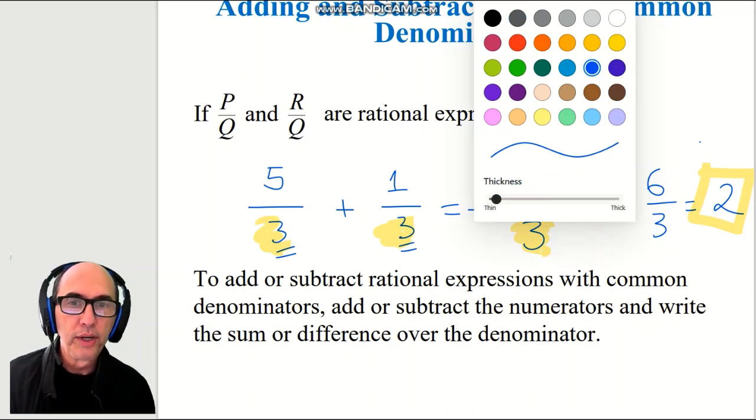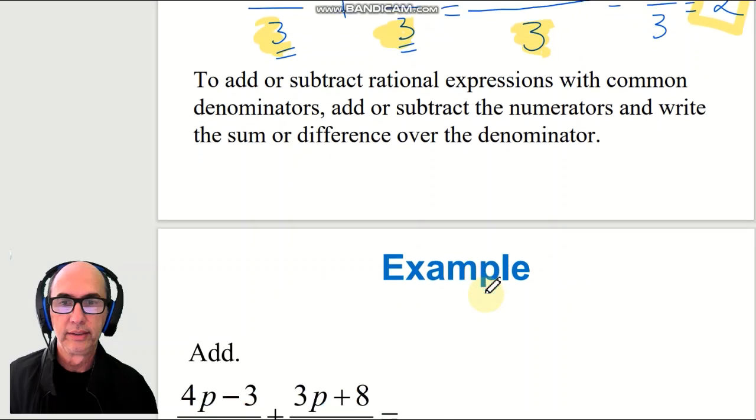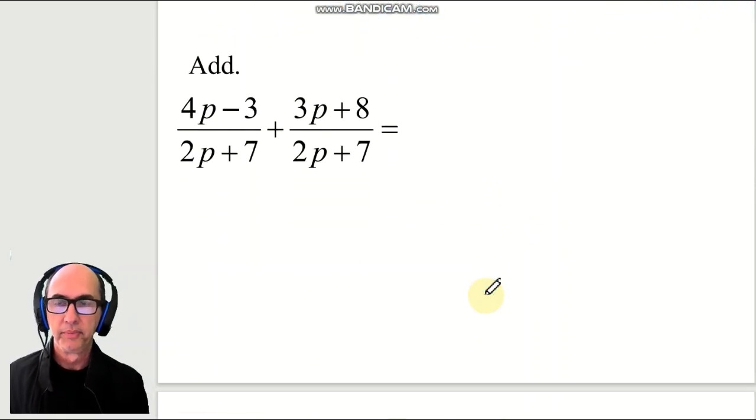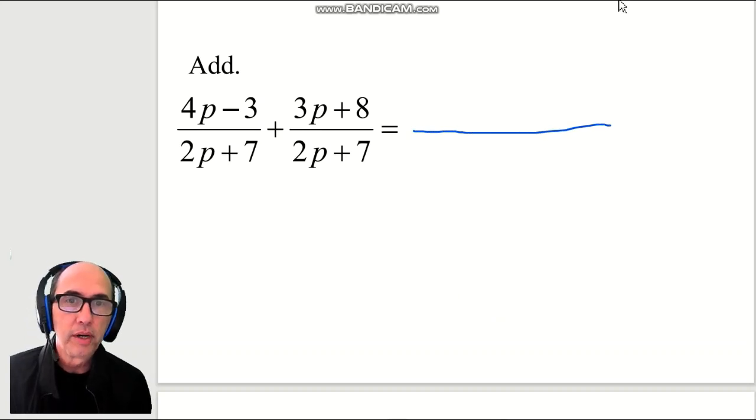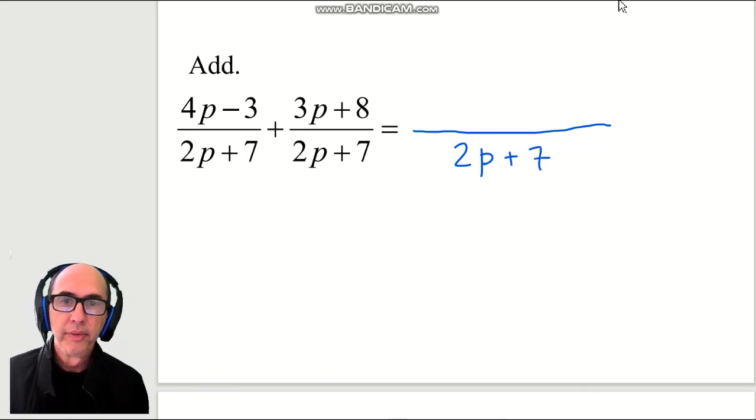What about if we have, instead of numbers, letters? Like this example. Same thing. Draw here the fraction bar, and then you're going to have 2p plus 7. Repeat the denominator, and you will combine, add or subtract the numerators. 4p minus 3 plus 3p plus 8.